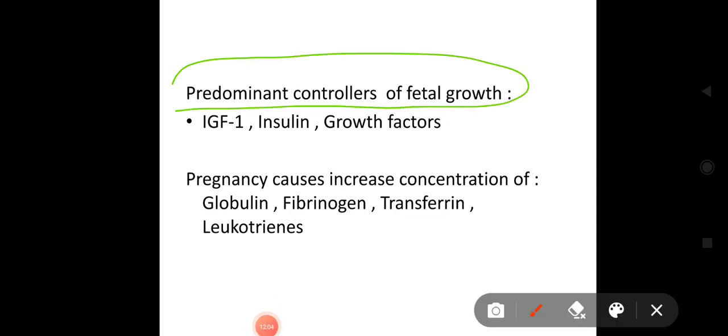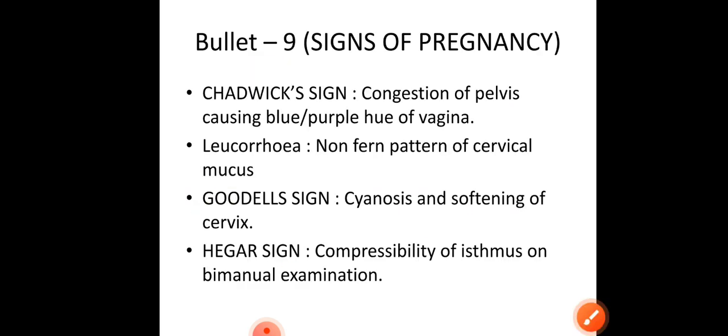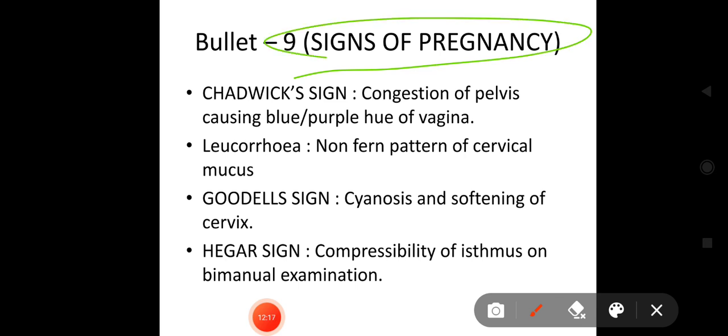Now predominant controllers of fetal growth. Which are the important controllers of fetal growth? IGF-1, insulin and growth factors. Pregnancy causes increased concentration of globulin, fibrinogen, transferrin and leukotrienes. Signs of pregnancy, a few important signs. MCQs have been asked in the past many times. Chadwick sign. What is Chadwick sign? Congestion of pelvis causing blue or purple hue of vagina.